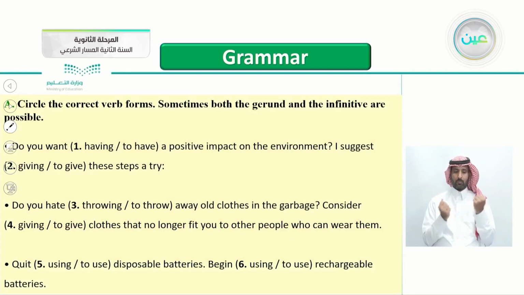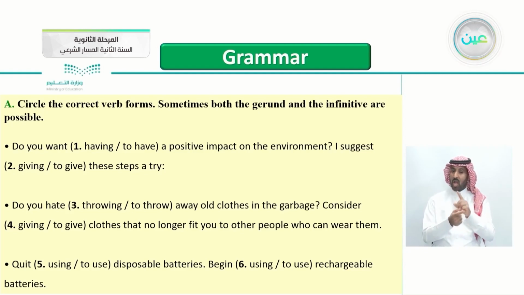Exercise A here. Exercise A, circle the correct verb forms. Sometimes both the gerund and the infinitive are possible. Of course, we know that. So the first one, do you want? So this is the verb. Want, do we say having or to have a positive impact on the environment?